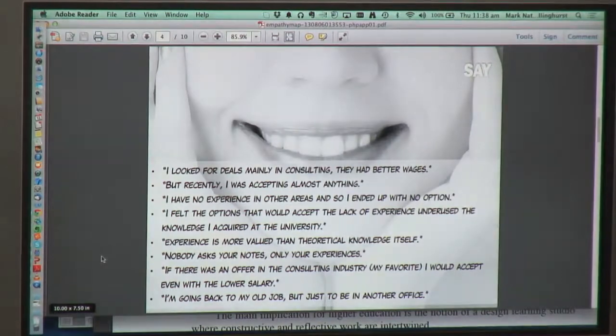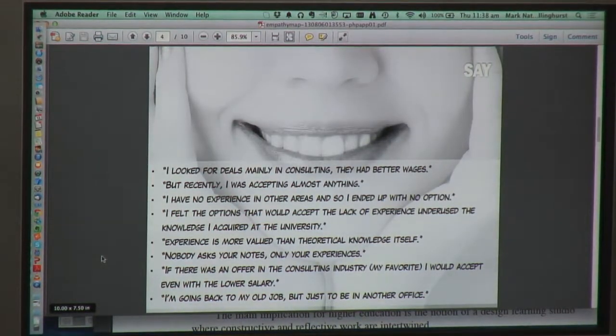Then the person interviewed her, and this is some of the things that she said. I'm looking for deals mainly in consulting at better wages. I'm going back to my old job, but just to have another offer, so she doesn't like her current job. If there was an offer in the consulting industry, I would accept it even with a lower salary. I have no experience in other areas, so I ended up with no options. So here's a bunch of quotes of what she said.